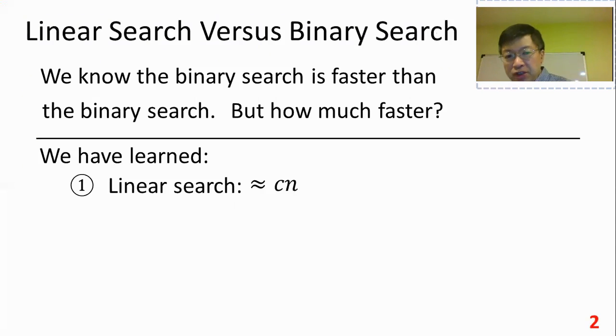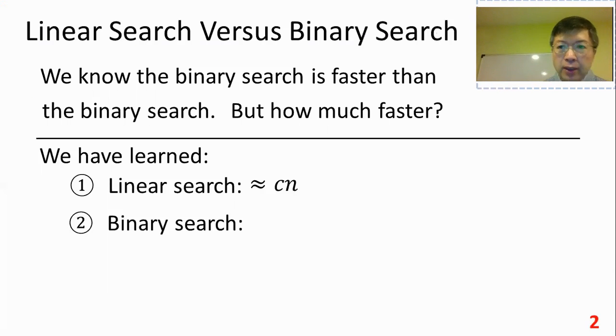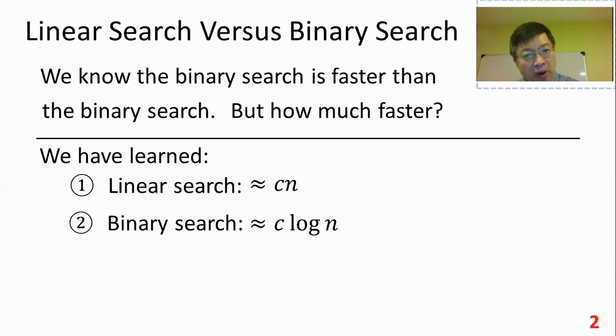For the linear search, remember, when we use the average case performance, this C equals 1/2. For the binary search, we have approximately C log n. So comparing these two functions, we know log n is smaller than n when n is large, especially when n is large.